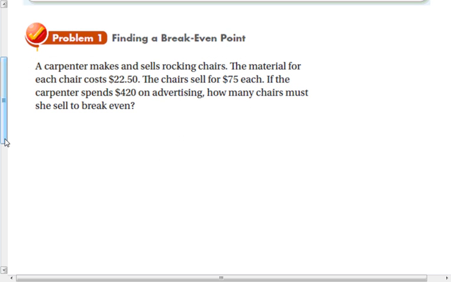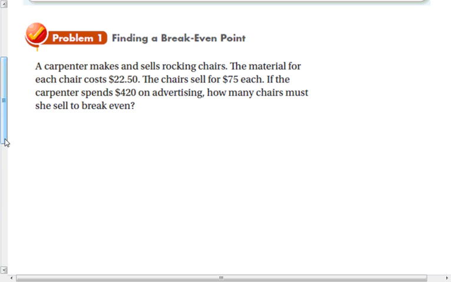And so the carpenter makes and sells rocking chairs. The material for each chair costs $22.50. The chairs sell for $75 each. If the carpenter spends $420 on advertising, how many chairs must she sell to break even? And I would suggest on this one that you could just graph it, but either way, we're going to need some equations to solve this.